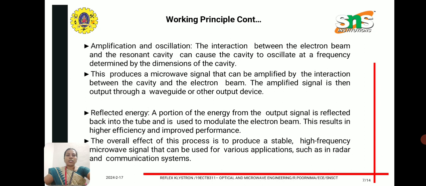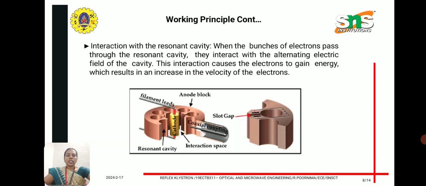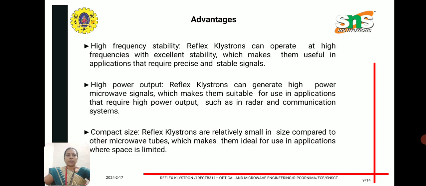The portion of energy from the output signal is reflected back to the tube and is used to modulate the electron beam. This results in higher efficiency. Now, how does the interaction happen? When the bunches of electrons pass through the resonant cavity, they interact with the alternating electric field of the cavity. This interaction causes the electrons to gain energy, which results in an increase in the velocity of electrons. This is known as velocity modulation.